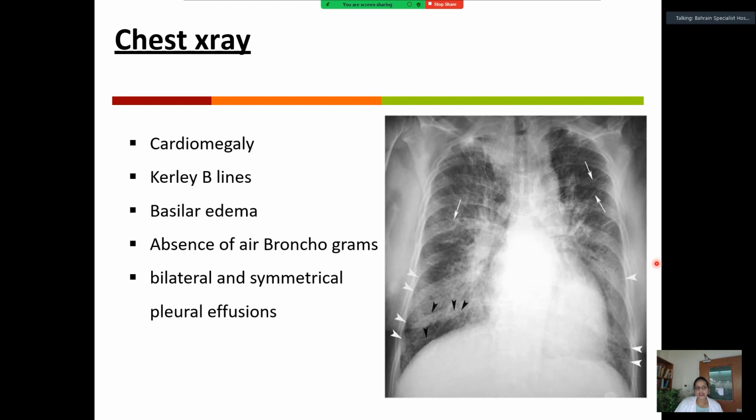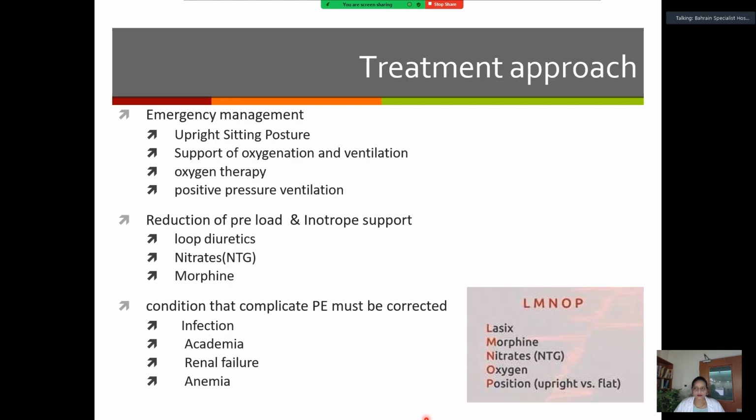In cardiogenic pulmonary edema, chest X-ray shows cardiomegaly, Kerley B lines, basilar edema, absence of air bronchograms, bilateral and symmetrical pleural effusions.